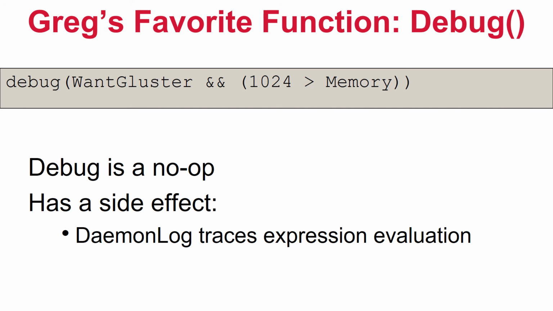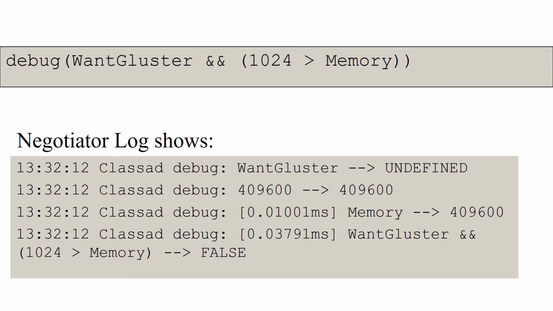However, it does have a side effect of writing some diagnostic information into the log of the daemon that used it. Thus, you'll need read access to this log to see what's going on. Debug is often a tool that administrators like to use. And if we did that, the following would appear in the negotiator log.